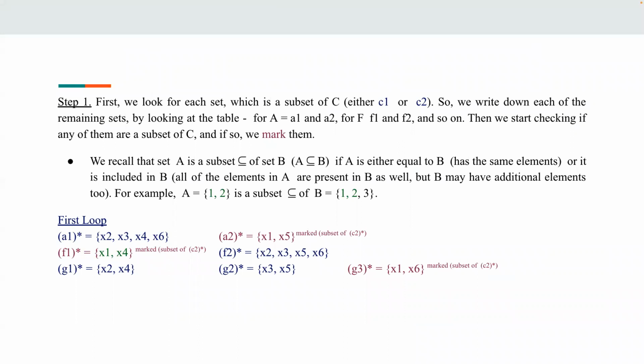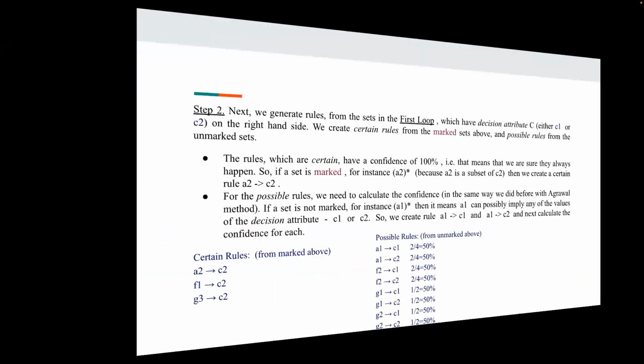First, we look for each set which is a subset of C, which is either C1 or C2. So we write down each of the remaining sets by looking at the table. For example, when considering the column A, we find that it consists of sets A1 and A2, and for F, it's F1 and F2 and so on. Then we start checking if any of them are subsets of C, and we mark them. We recall that the set A is a subset of B, as you can see, because A consists of 1 and 2, which is a subset of B because B consists of 1, 2, 3. Below are the steps for the first loop. And we move on to step 2.